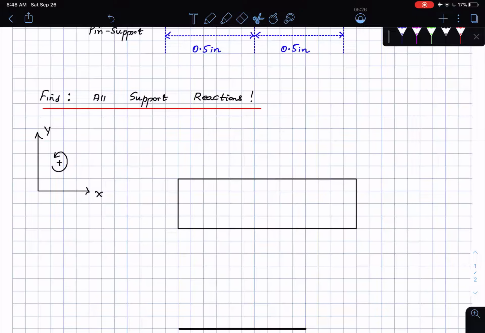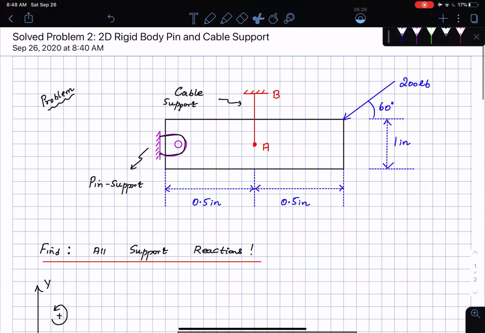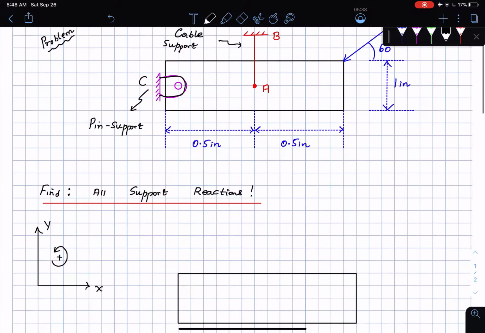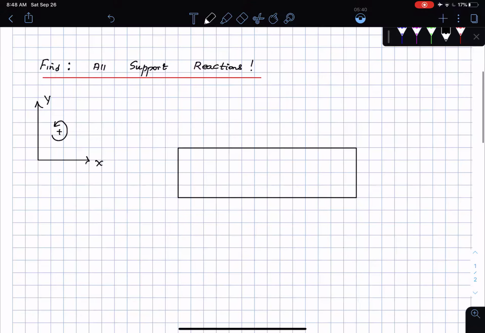Okay, so let's call this point C, and then I have the point A, and I guess that's good enough for me. Then what am I going to do? I'm going to mark the force that is acting.